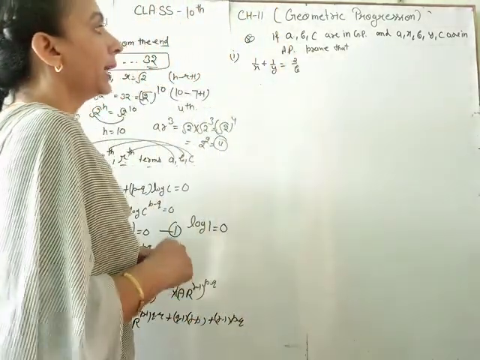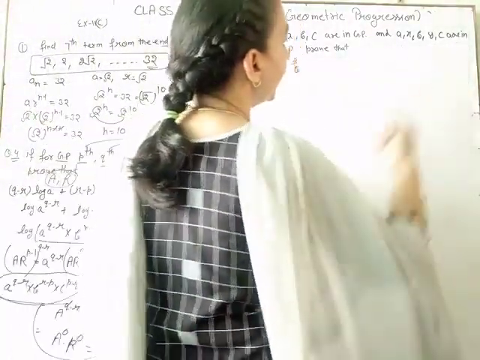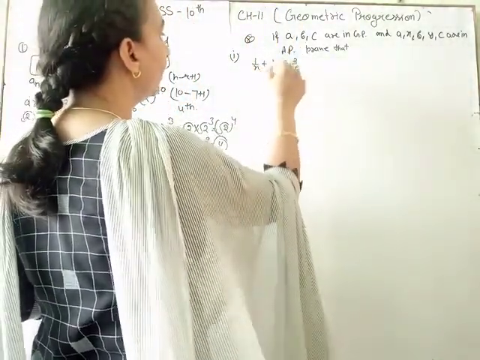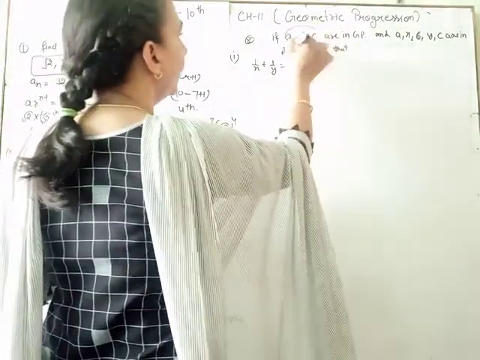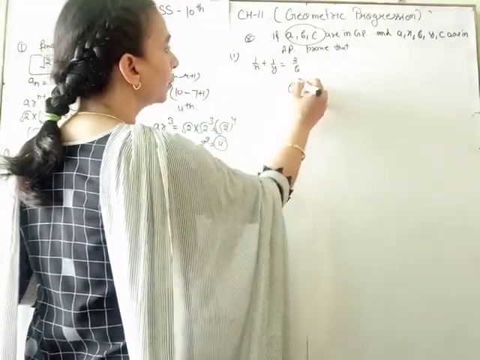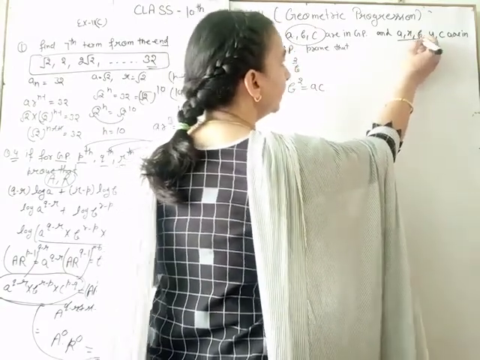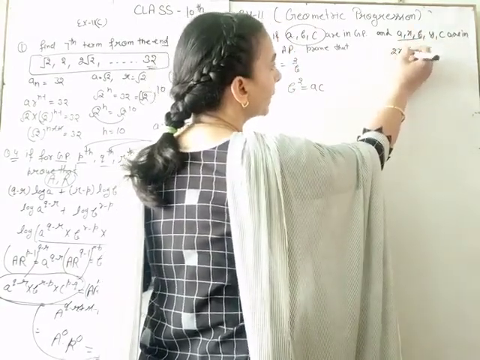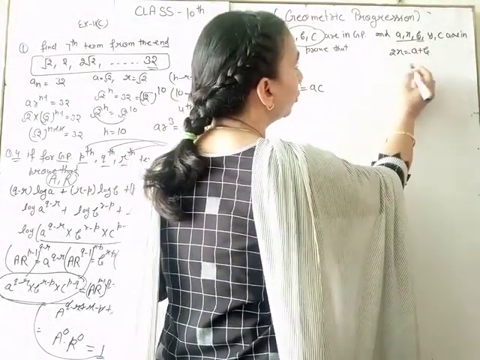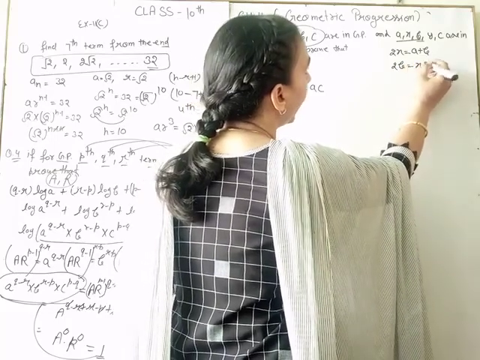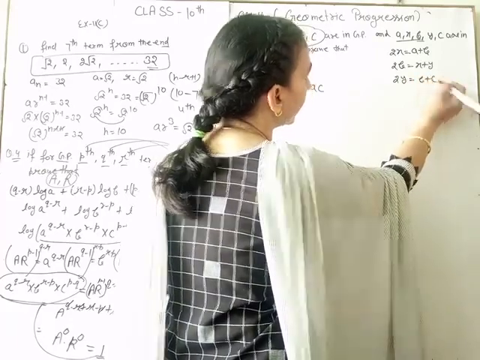If A, B, C are in GP, and A, X, B, Y, C are in AP, then prove that 1 by X plus 1 by Y equals 2 by B. If these are in GP, then we use B square equal to AC. If these are in AP, then 2X equals A plus B, and according to B, 2B equals X plus Y, and similarly 2Y equals B plus C.